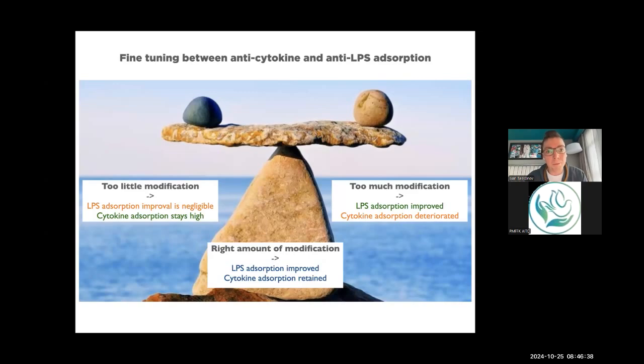Important consideration here. In reality, there is always a fine-tuning between these two sets of properties, because if we start with an anti-cytokine porous matrix and we go for too much modification of its surface, we can make an LPS selective efficient adsorbent, but this extensive modification of the surface will destroy the porous structure and we will lose the capability to remove cytokines. Or vice versa, we can have too little modification and the improvement of LPS adsorption will be very little, but cytokine adsorption will stay high. So we tried to sit on both chairs with this product, right? To introduce just the right amount of modification, to improve LPS adsorption, to retain cytokine adsorption.